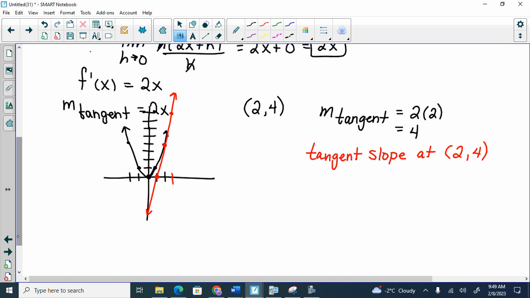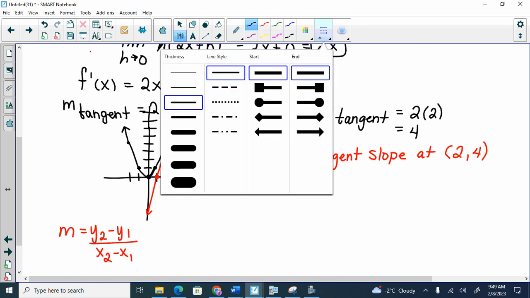There's something called point-slope form, which is a wonderful thing to use when you have a point and slope. Okay? Point-slope form is the slope formula rearranged. So I'm going to show it to you. If we have m equals y2 minus y1 over x2 minus x1, what I can do is take this entire denominator and multiply it up, correct? So that's point-slope form.